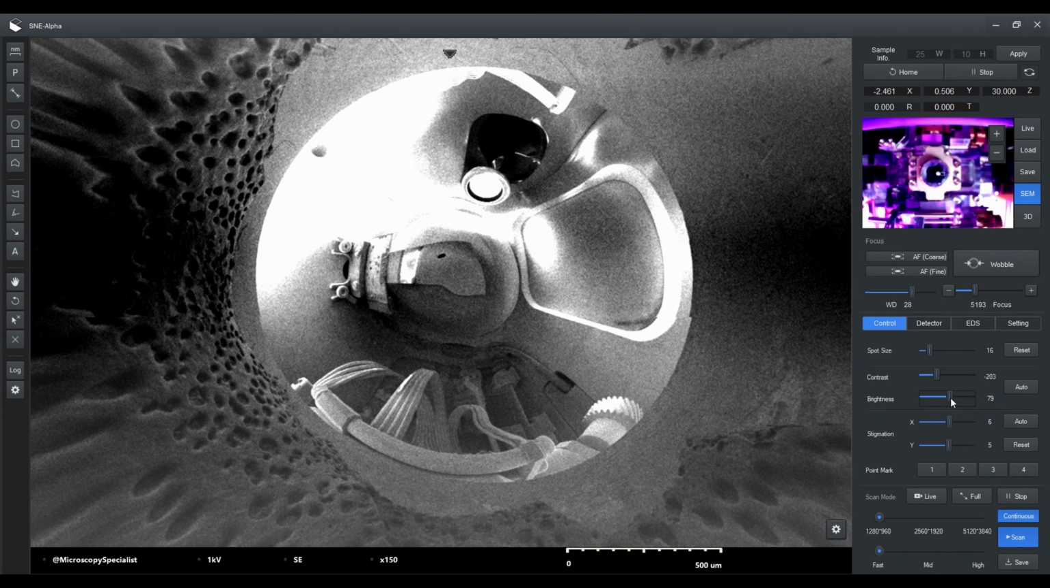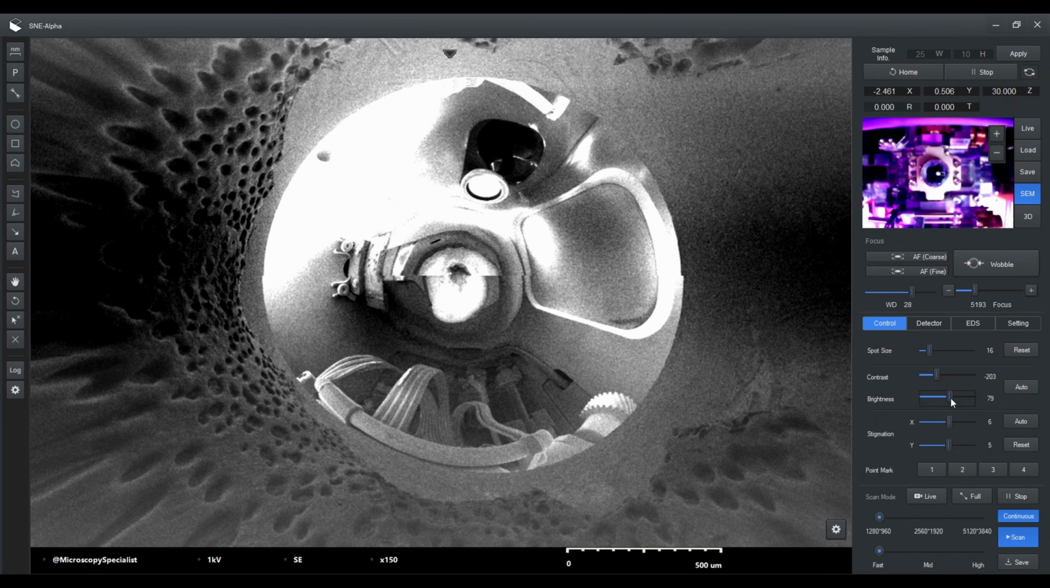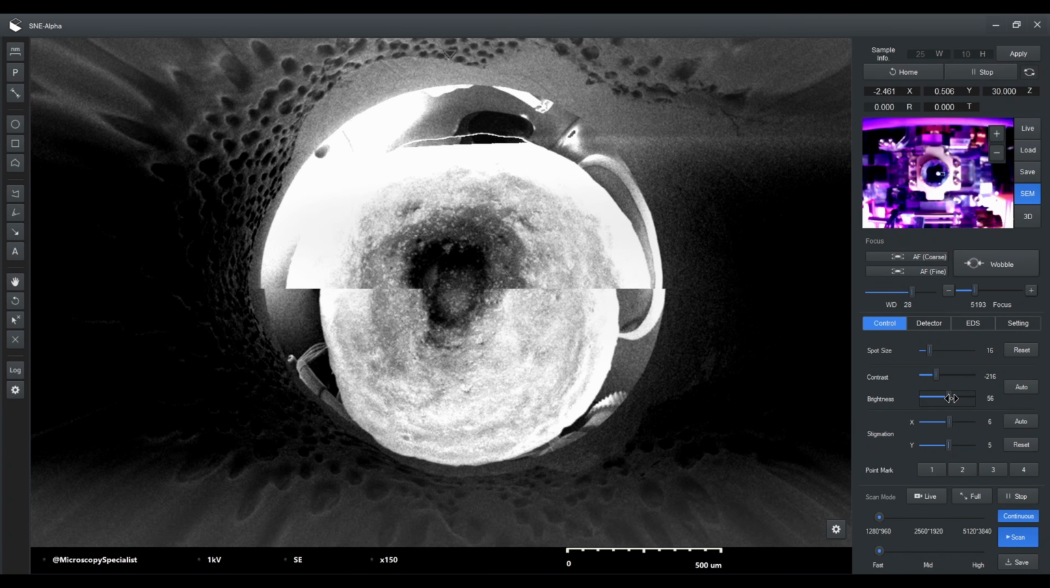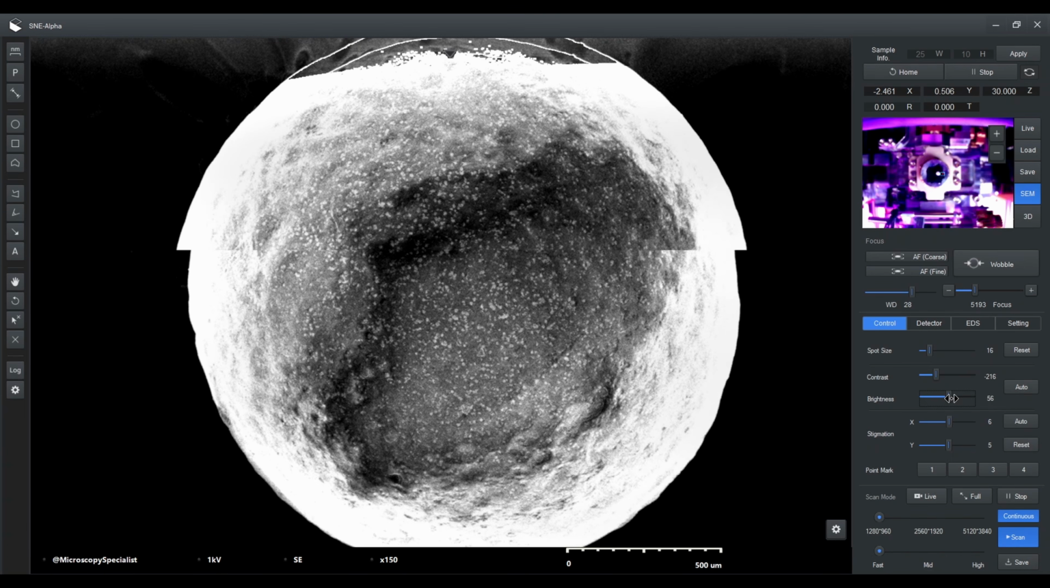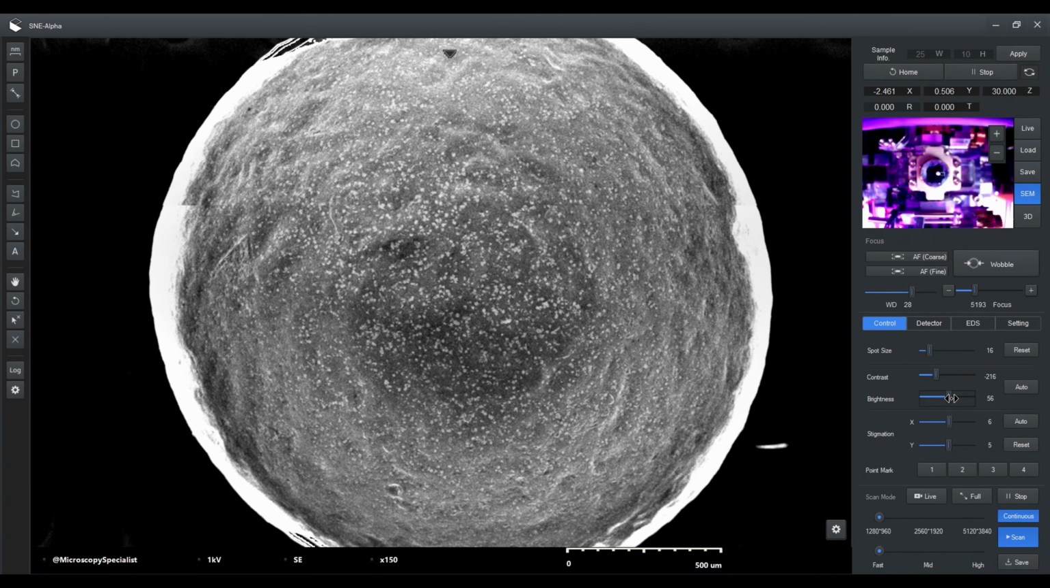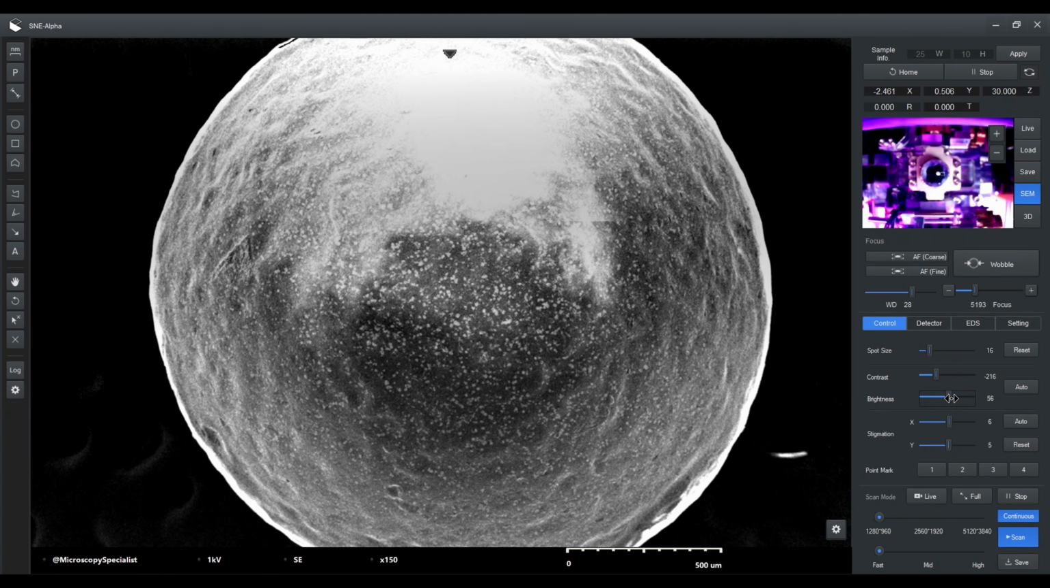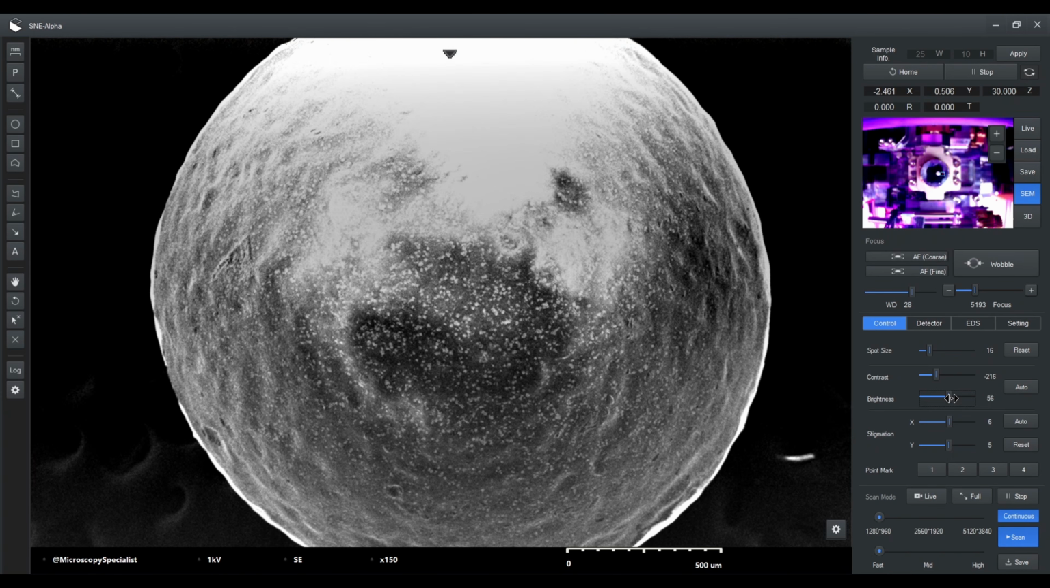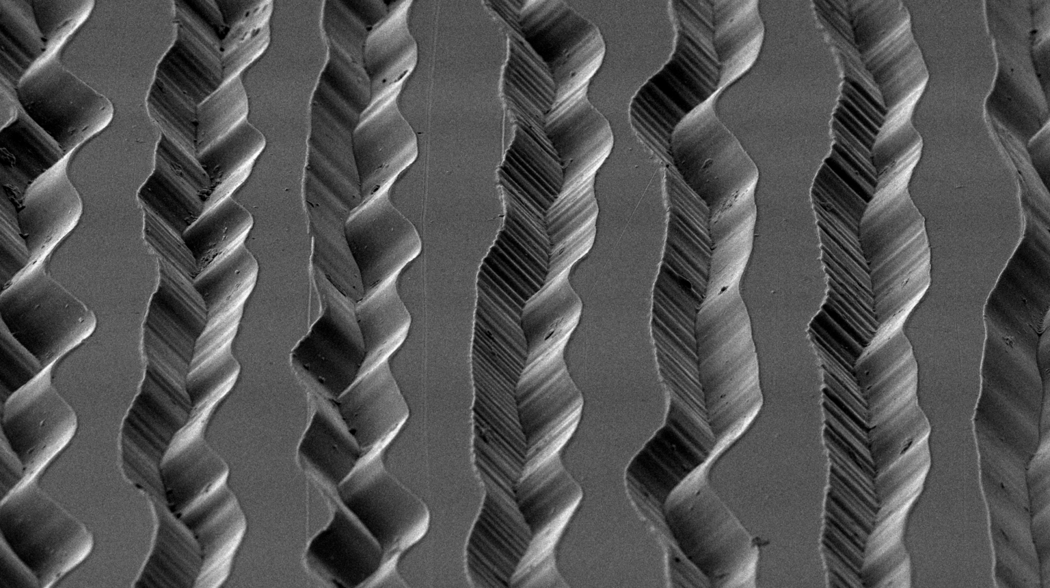I also made a short time lapse. If we keep scanning the sample for a while, the accumulated charge gradually dissipates and the mirror effect slowly disappears. I actually came across this mirror effect by accident while making a video about a vinyl record.